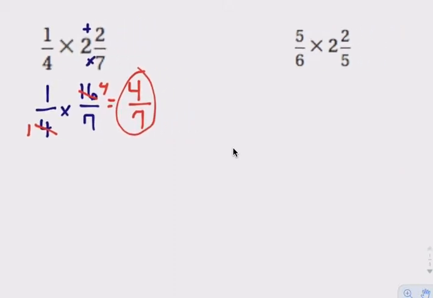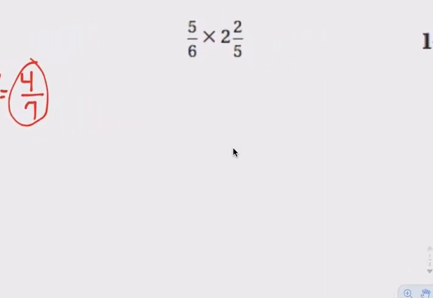The next example, 5/6 times 2 and 2/5. Again, 5/6 times the mixed number 2 and 2/5. To make it improper, multiply the denominator times the whole number, then add the numerator. 5 times 2 is 10, plus 2 is 12/5. So this is 5/6 times 12/5.